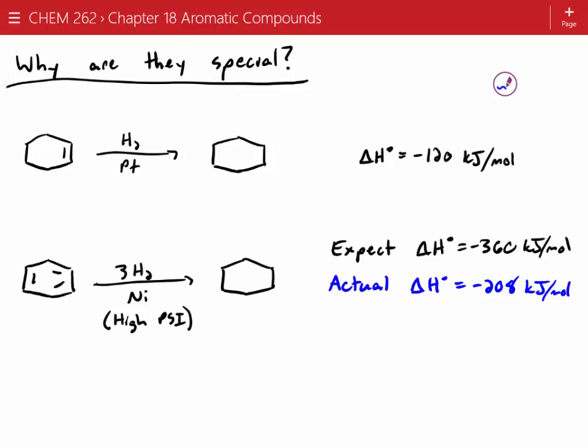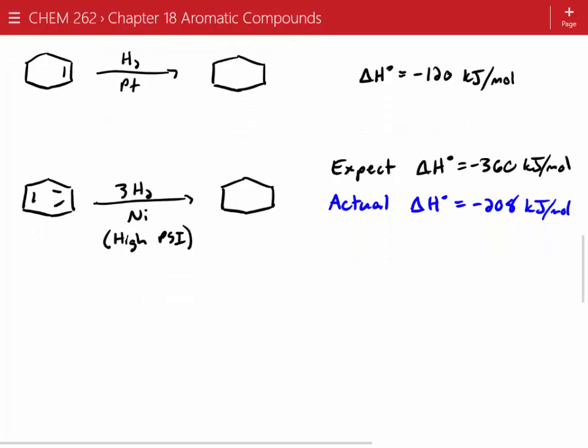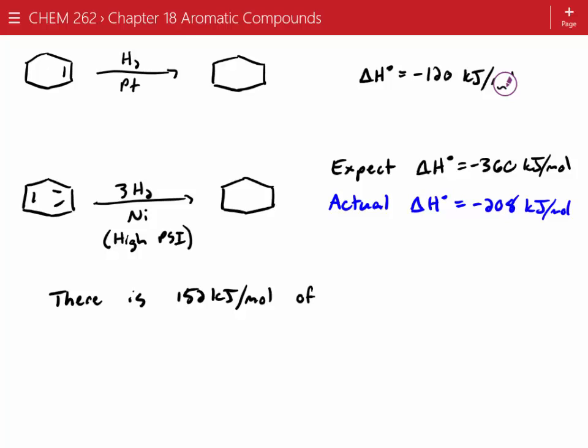It's not as downhill as we had imagined, right? So then we've got to start to assess what's going on. There's some amount of energy that's being unaccounted for. Specifically, there is 152 kilojoules per mole of aromatic stabilization.